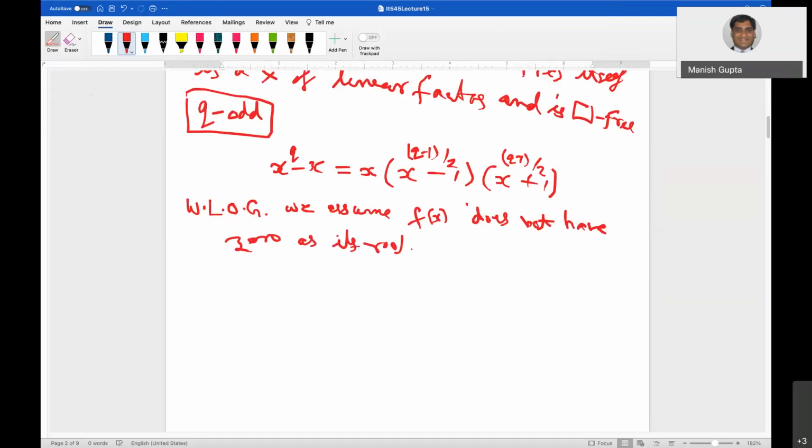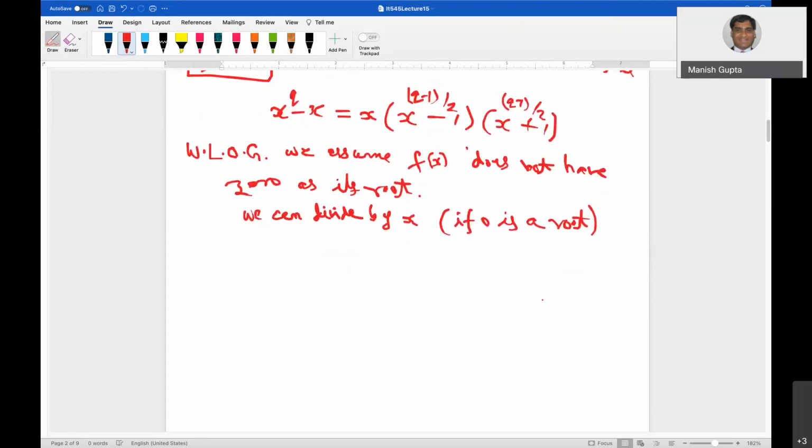We can also assume this fact. First thing that we assume is that it is a product of linear factors. Second thing, we assume that 0 is not a root of this polynomial, because if 0 is a root, that means x will be a factor, right? We can divide by x if 0 is a root, right? Because then x equal to 0 will be a factor, we can divide it by x, right?